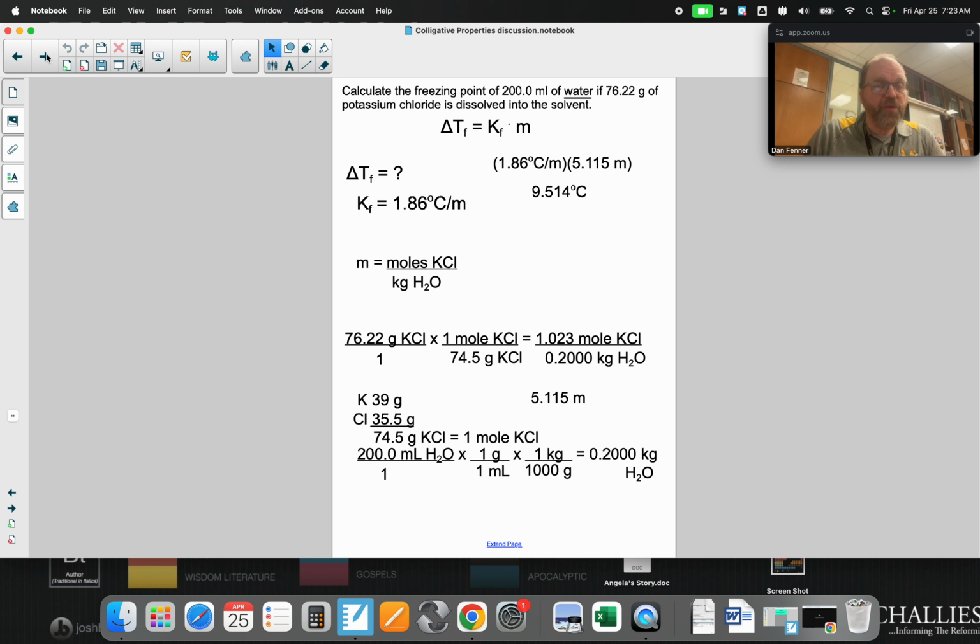What does water freeze at? Well, in Celsius, it's 0. Okay, and that's infinitely exact 0. And it's depressing, so we're going to subtract. So subtract 9.514, and we get negative 9.514 degrees Celsius. That's our answer.